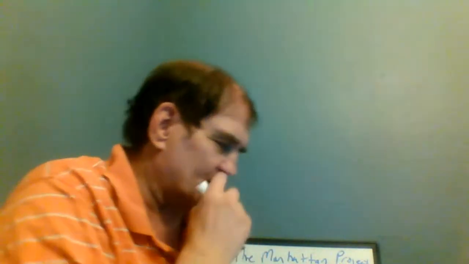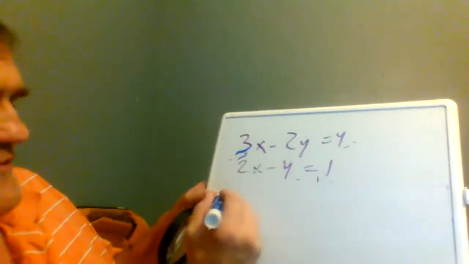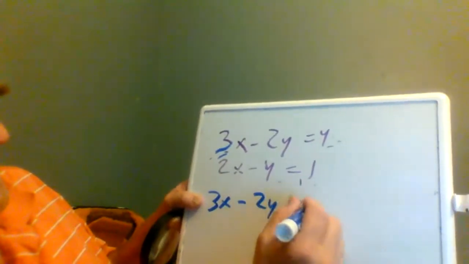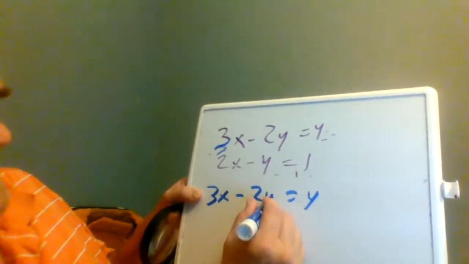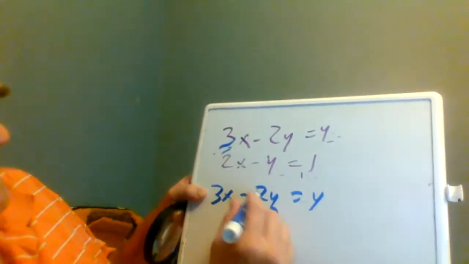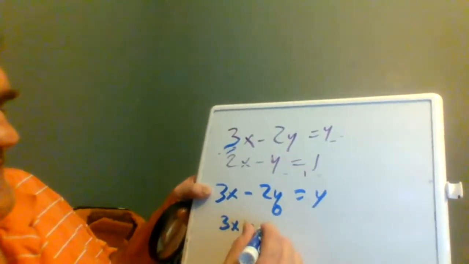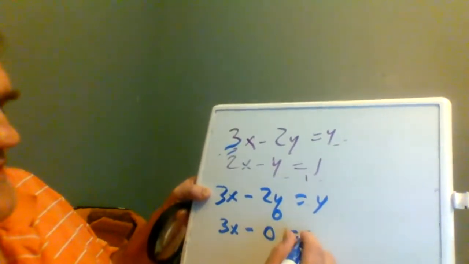So what I'm going to do right now is, first of all, look at this. We're going to find out what 3x minus 2y equals 4 gives us. We're going to start with that one, and we're going to solve for x. To solve for x, we're going to make the y a 0. So we take 3x minus 2y equals 4, and we change this y to 0, so that 2 times 0 is 0, and we get 3x minus 0 equals 4.